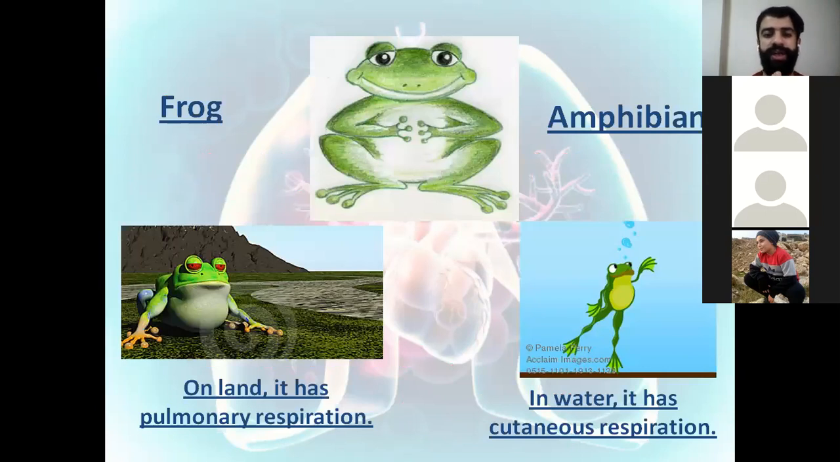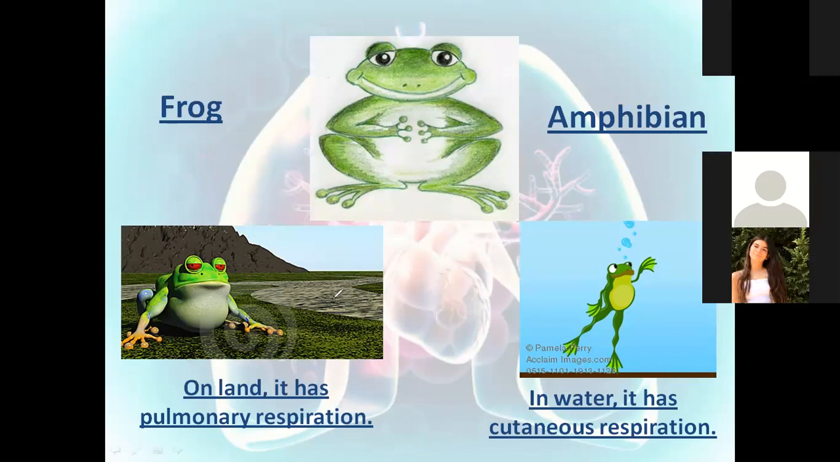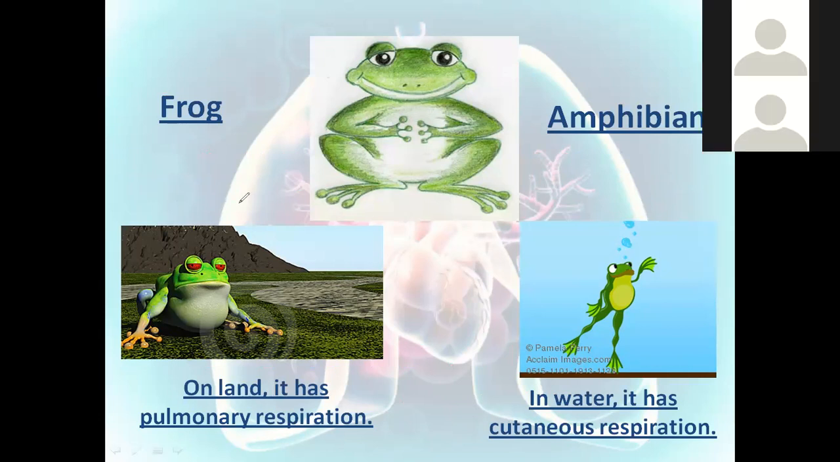So as a conclusion, frogs are amphibians. Amphibians are animals that live on both land and in water. On land, they have pulmonary respiration. What did we say about pulmonary respiration? It's the lungs. So we have the lungs as respiratory organ whenever the frog is on land. While when it's in water, it has cutaneous respiration. So the skin is the respiratory organ. It changes its type of respiration according to the medium where it's present.